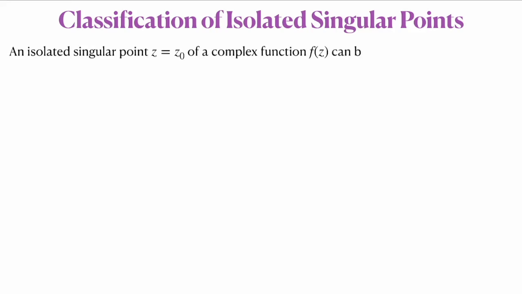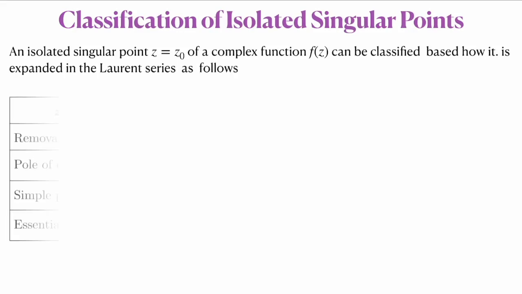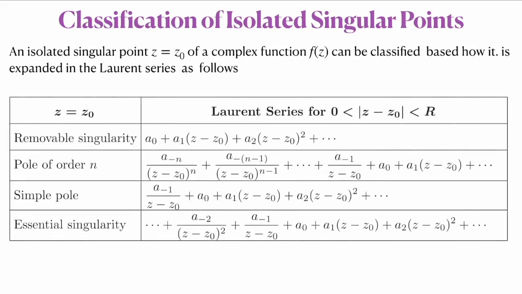You can make a simple table here showing what should be the form of the function in terms of the Laurent series. If the point z equal to z0 is a removable singularity, then we can represent the function like this. We don't have (z minus z0) to the power minus k. All the powers are from 0 to positive n only.